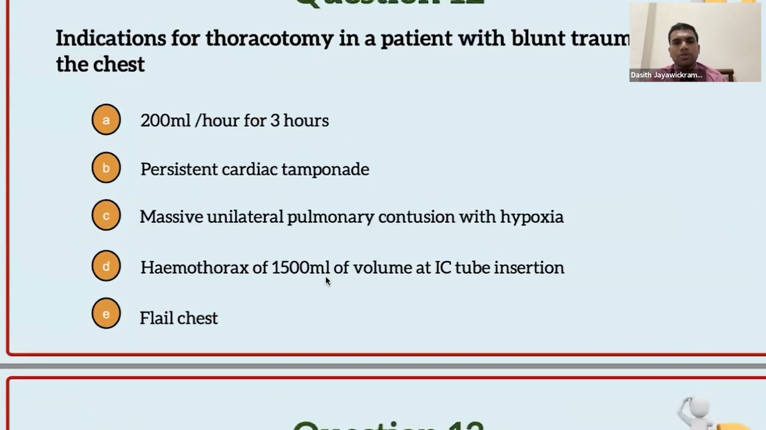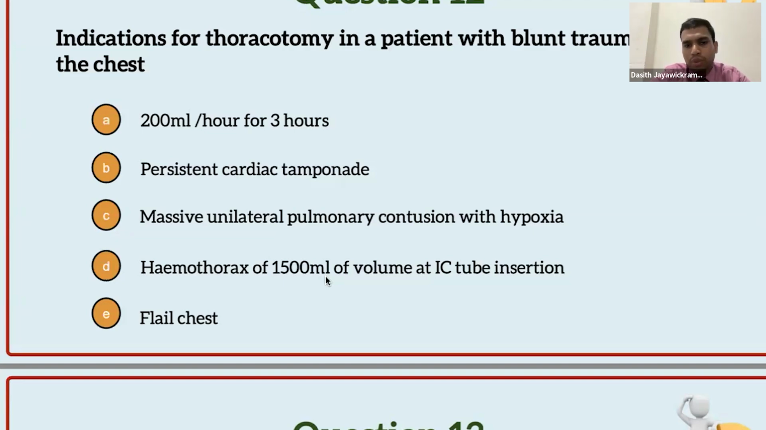So, indications for thoracotomy in a patient with blunt trauma to the chest. This is also going a little bit into thoracic trauma. 200 milliliters per hour for 3 hours, yes, that is an indication. That is true. Persistent cardiac tamponade, definitely true. You have to intervene.